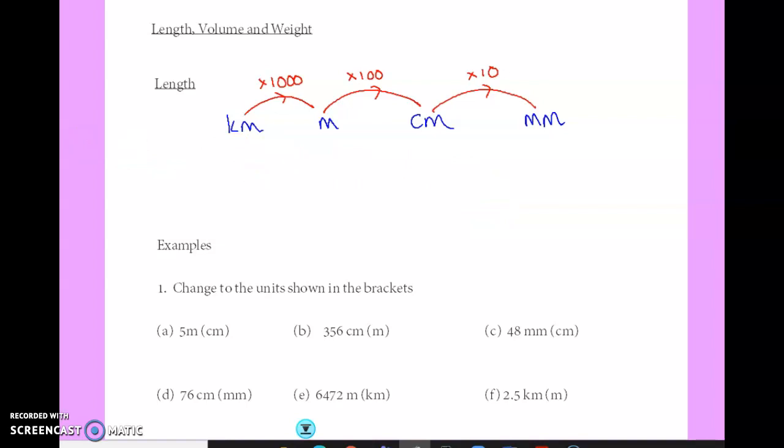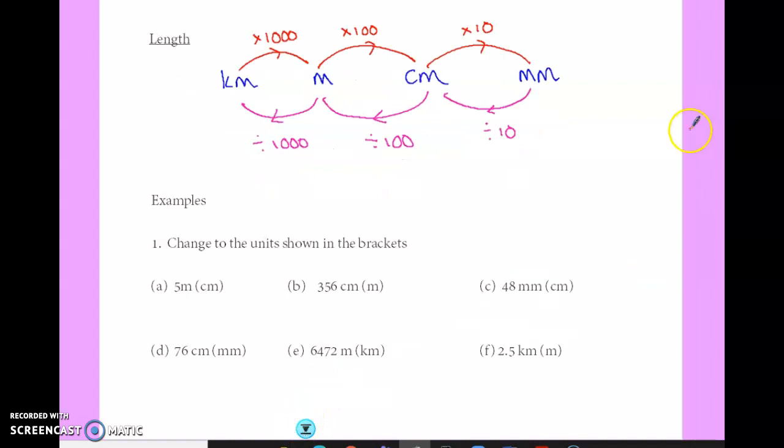If I go back the other way, opposite of timesing is dividing. So if I go from millimetres into centimetres, I want to divide it by 10. If I go from centimetres into metres, I want to divide by 100. And metres into kilometres, I want to divide by 1,000. Okay, basically the bigger the unit is, now units don't really have a size, but the bigger thing that it's talking about, the smaller you want the number to be. Okay, sometimes it feels a bit backwards.